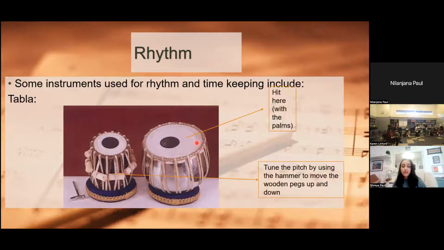Next, we have the tabla. This is an instrument that is mainly used in Hindustani classical music.